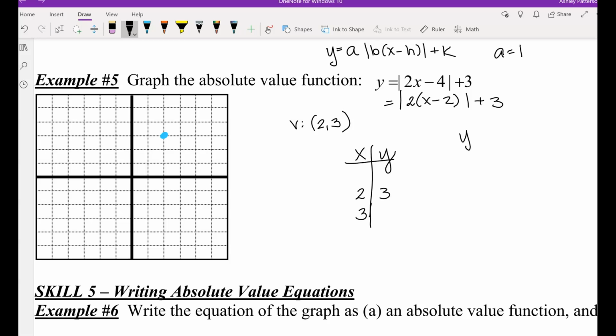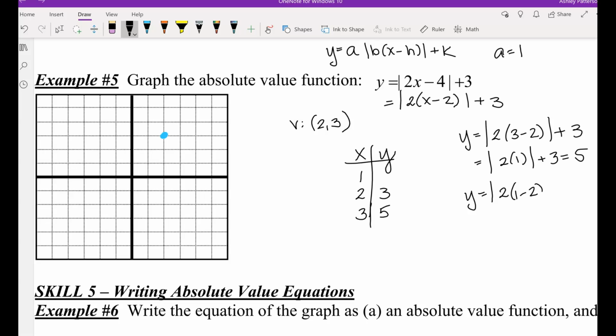Okay, so if we substitute in 3 for X to find that corresponding Y value, that leaves us with 2 times 1 plus 3. That leaves us with 5. Okay, well, let's pick an X value on the other side of the vertex. Let's pick 1. So if I substitute that in, I get the absolute value of 2 times the quantity of 1 minus 2, plus 3. So the absolute value of 2 times negative 1, plus 3. That leaves us with the absolute value of negative 2, which, yes, is a positive 2.